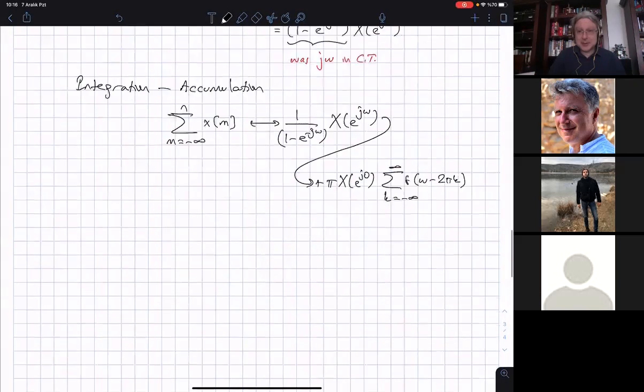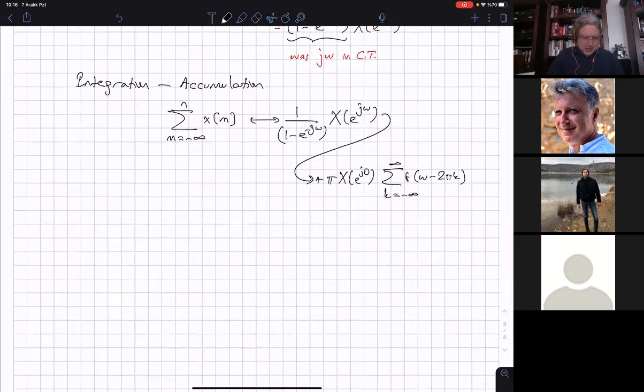Anyway, it's noise anyway. So integration and accumulation is therefore the reverse of the differencing operation.